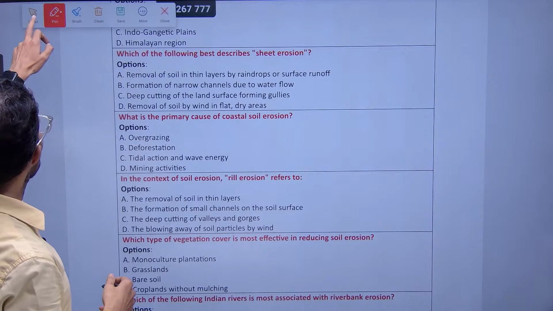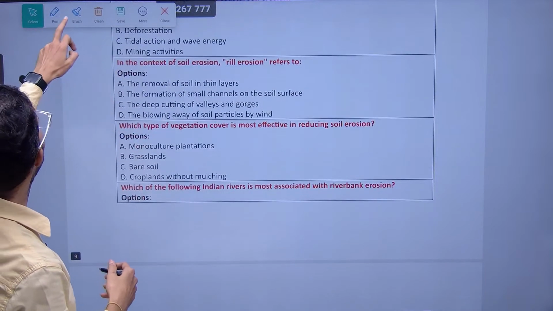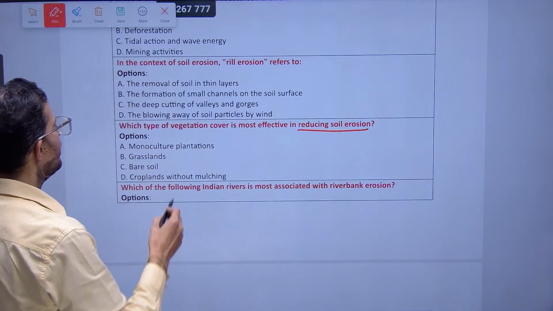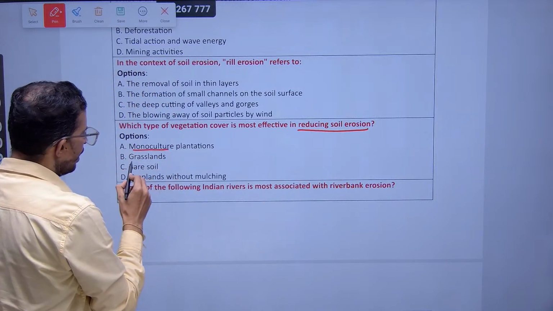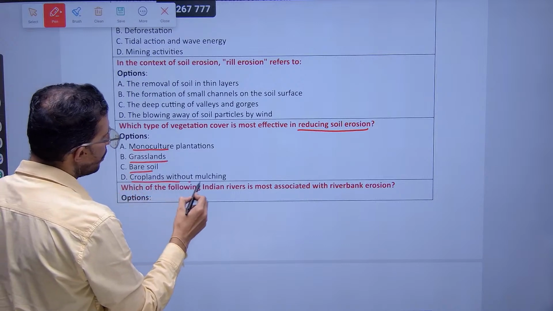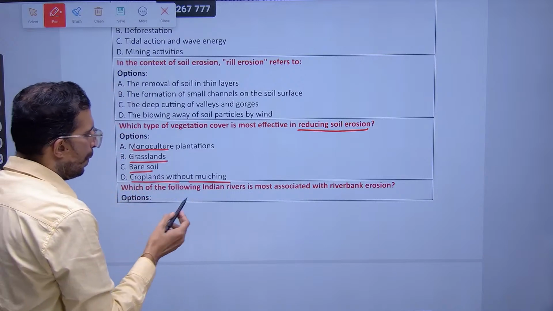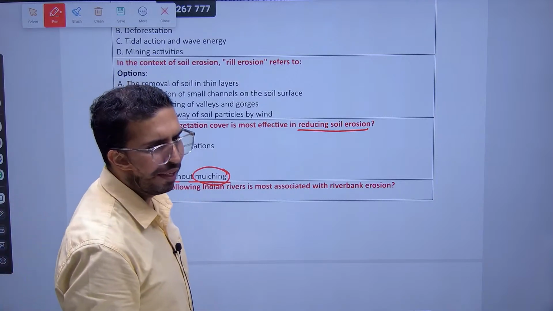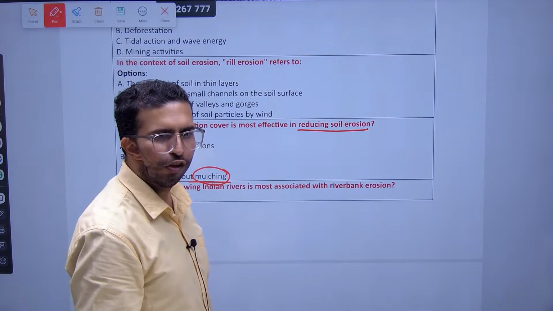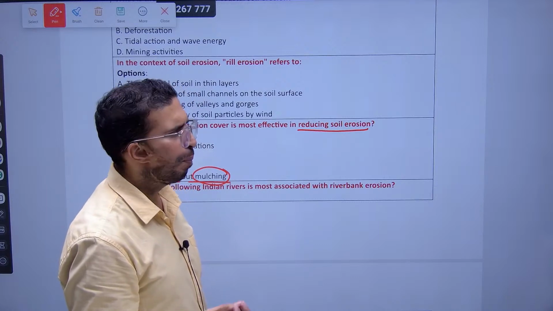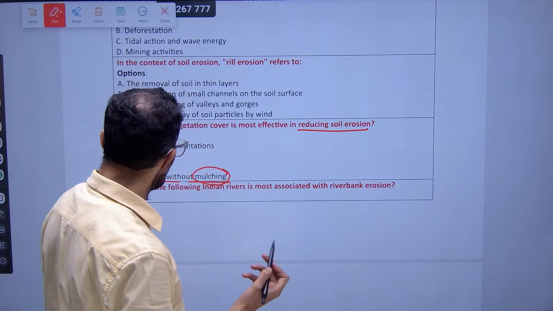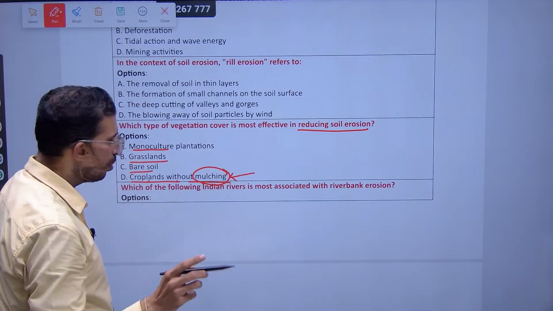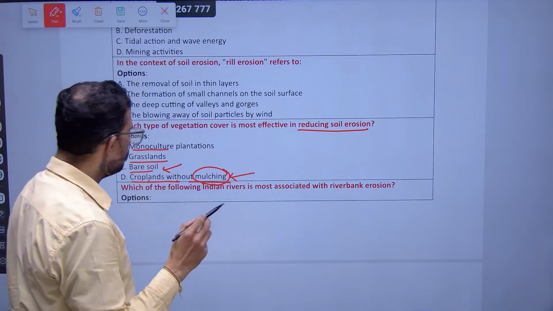Then, which type of vegetation cover is most effective in reducing soil erosion? Monoculture, grasslands, bare soil, or croplands without mulching. See, mulching is covering the soil with organic material, be it agricultural residue, straw, plastic, plants or any other organic material. Cropland without mulching and bare soil are responsible for soil erosion.